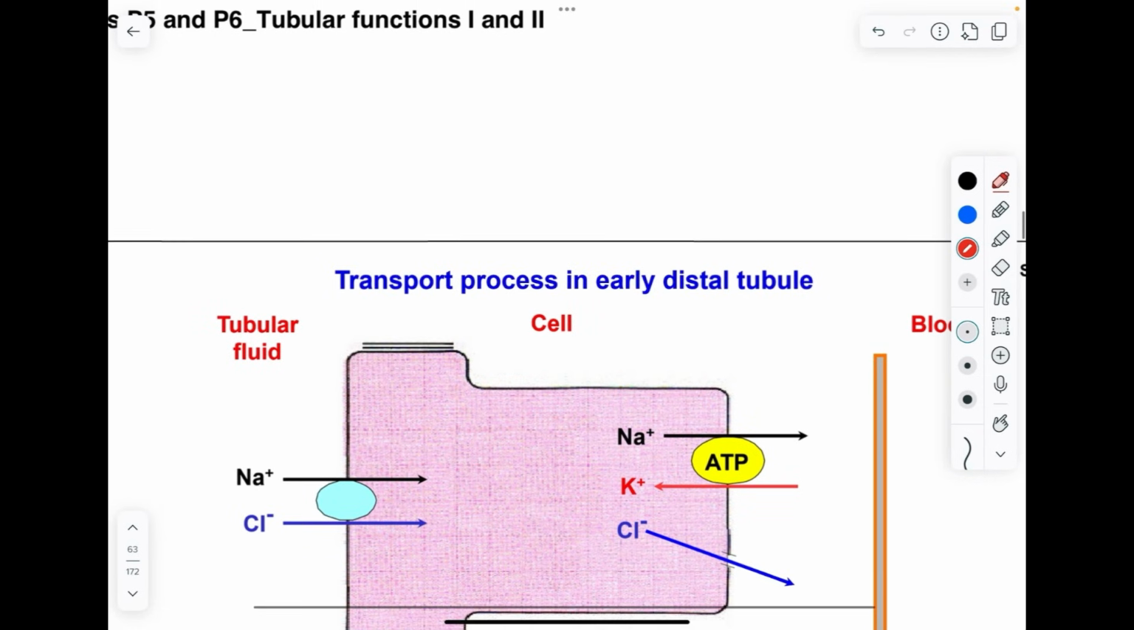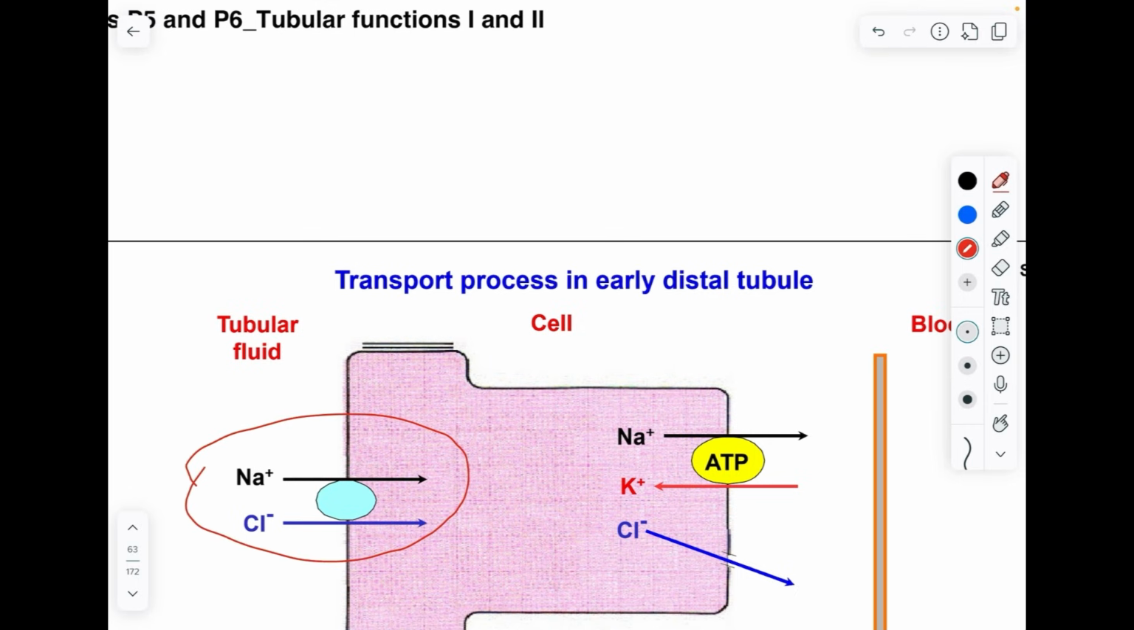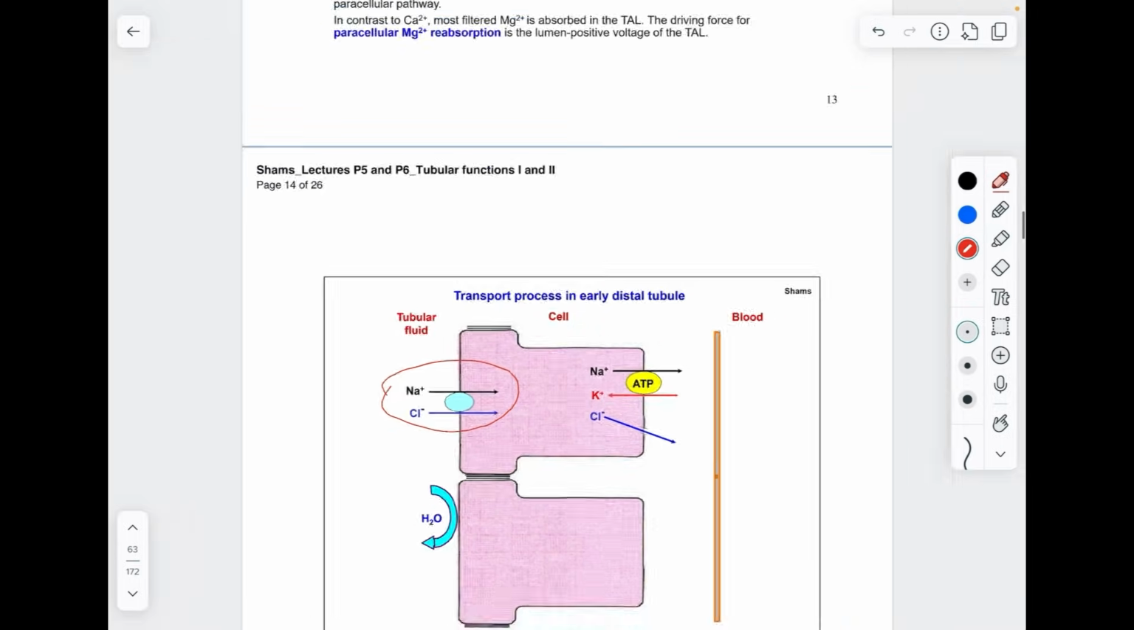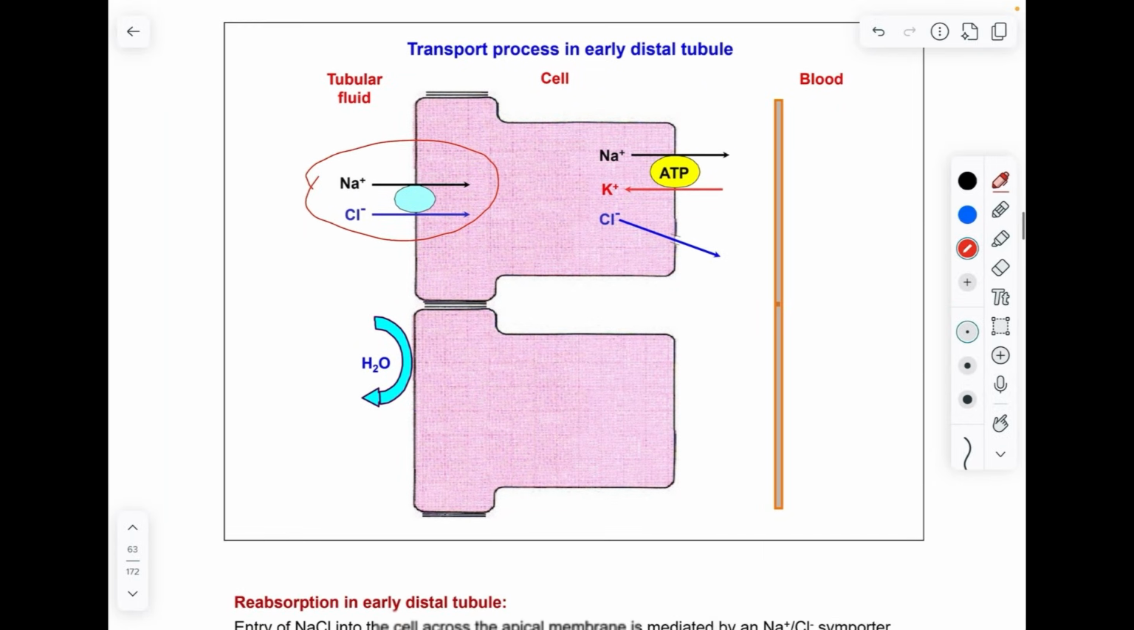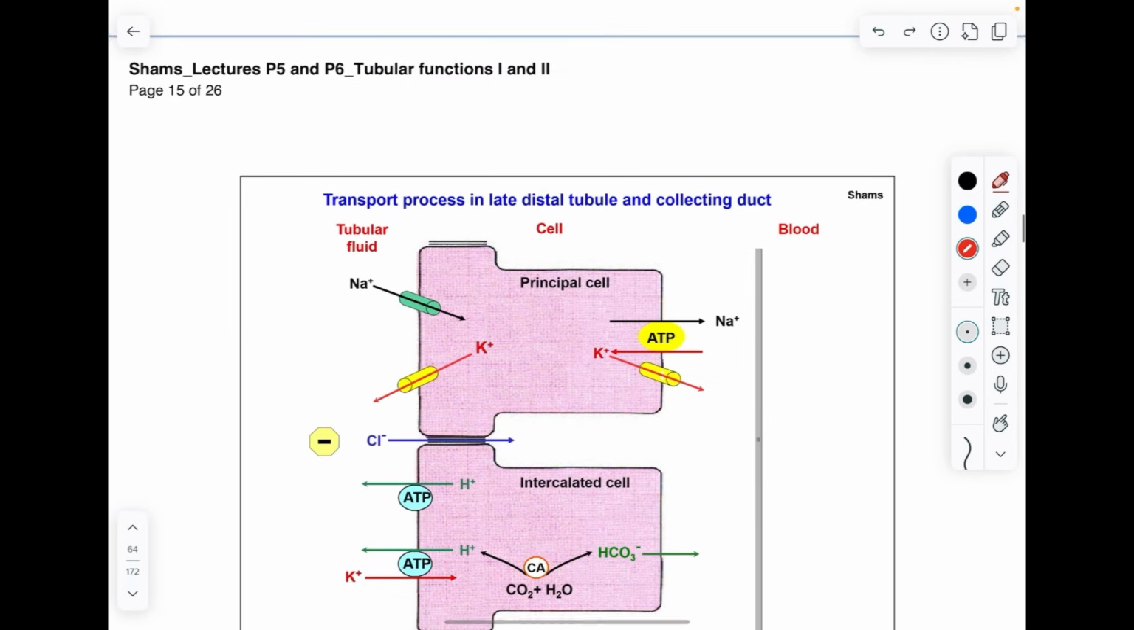This is actually the most beautiful one. I adore this one, the early distal tubule, because look at the simplicity, bro. It's only a sodium and chloride symporter. We are taking salt directly, and yeah, that's it. Do we have permeability for water in the early distal tubule? No, we don't. Paracellularly, nothing is happening.